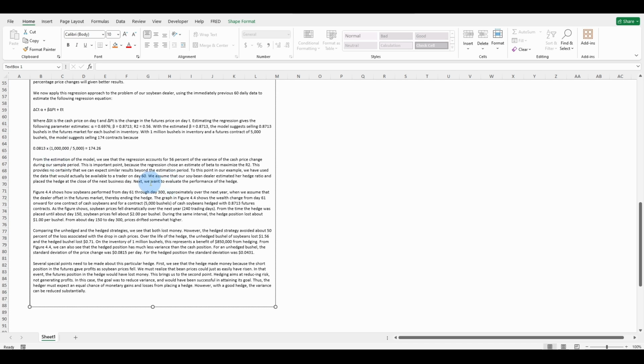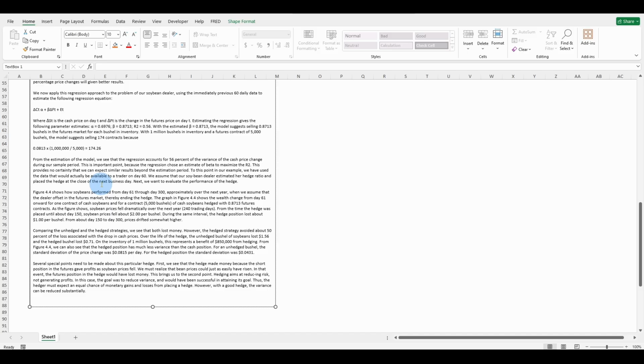From the estimation of the model, we see that the regression accounts for 56% of the variance of the cash price change during our sample period. This is an important point because the regression chose an estimate of beta to maximize R squared. This provides no certainty that we can expect similar results beyond the estimation period.